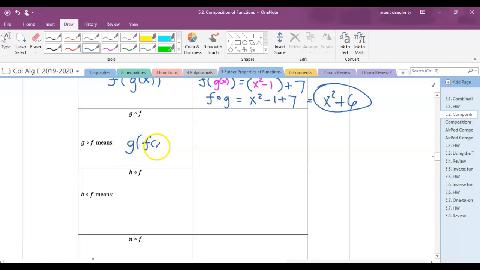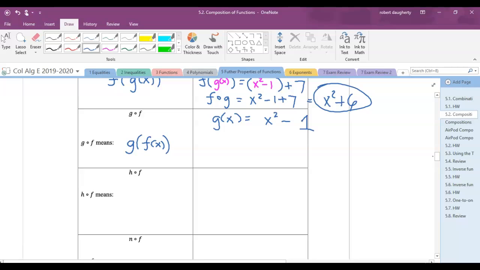Yeah, this is g of f of x. What was the next step that I wrote down? What is g? So g of x is what? x squared. Is it x squared minus 1? Okay. Yep.